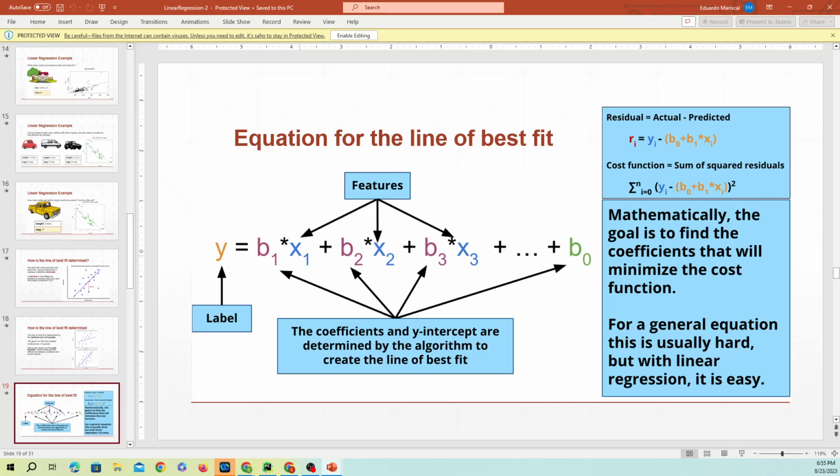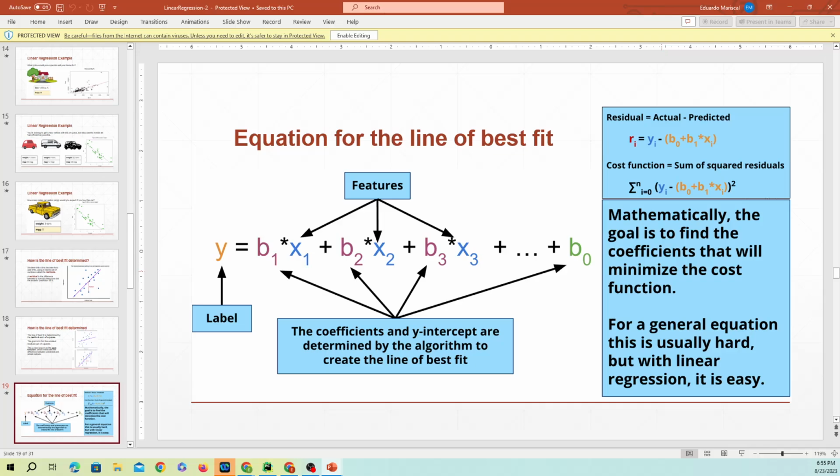So the b1, b2, b3, and the b0 are determined by the algorithm when it best fits the points. Once it finds the sum with the smallest value, it's going to choose those values, those b1, b2, b3, all the way to b0. That's going to be the parameters of your linear regression.